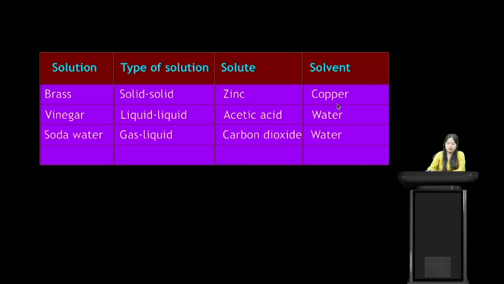In soda water, the type of solution is gas in liquid. The solute is carbon dioxide and the solvent is water. Next we have salt solution. It is of the type solid in liquid. The solute is salt and the solvent is water.